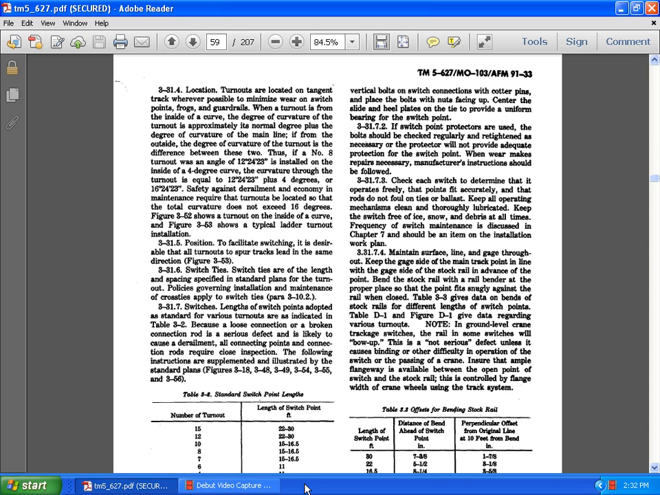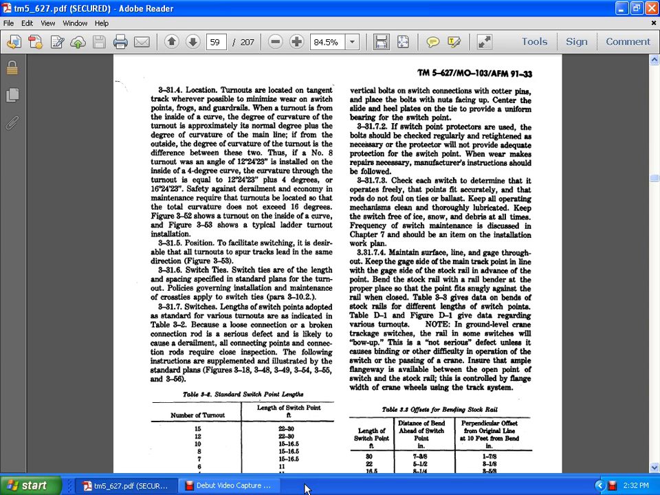Where repair is necessary, manufacturing instructions should be followed. 3.31.7.3 Check that each switch operates freely and the points close accurately, that rods do not follow the ties and ballast, and keep all operating mechanisms clean and lubricated. Keep all switches free of ice, snow, and debris at all times. Frequent switch maintenance is discussed in Chapter 7, switches and installation work plan.